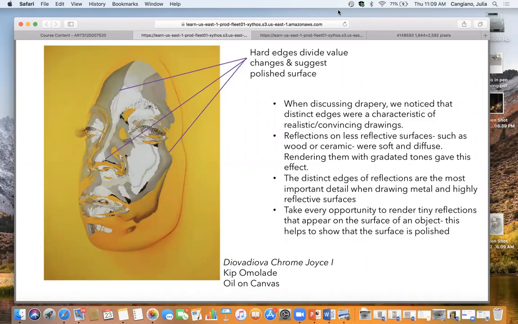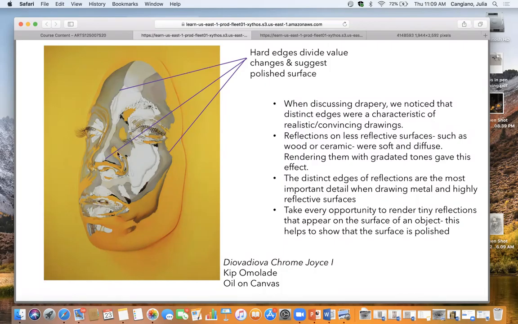Okay, so this artist on the left here is Kip Omelad. I really like his work. And this is an oil painting actually. The thing that lets us know that this is supposed to be a chrome portrait painting is those really, really distinct edges. They're really hard. There is not a lot of blending in this. It is mostly piecemeal pieces of value cobbled together, but they're very specific to the shape of the face.